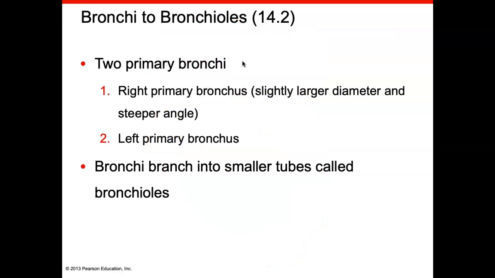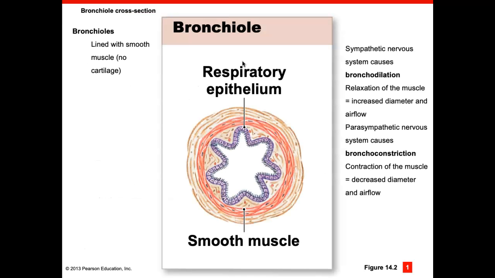There are two primary bronchi, the right and the left, and then they are going to branch into bronchioles. So the bronchi have cartilage. Trachea has cartilage, but by the time you get to the small bronchioles, there's no cartilage anymore. There is just smooth muscle.